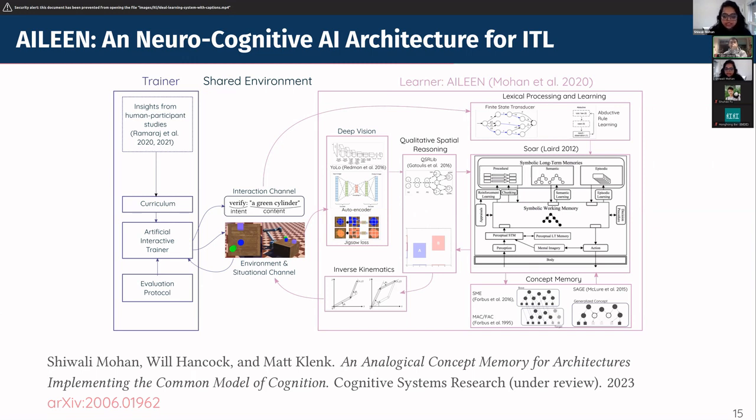And then there's the interaction channel. The instructor can describe things or ask the agent to do something. That's how they are communicating and transferring information. The trainer doesn't get to go in and change the representations of the system. The representations are whatever naturally come out of the different cognitive theories that have been built into this architecture.